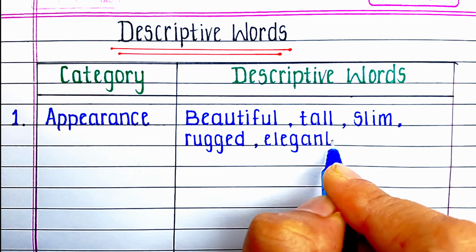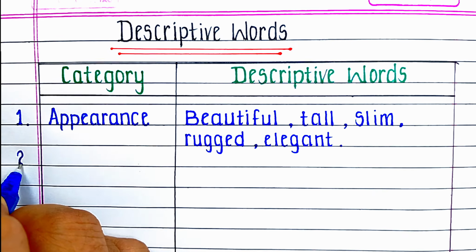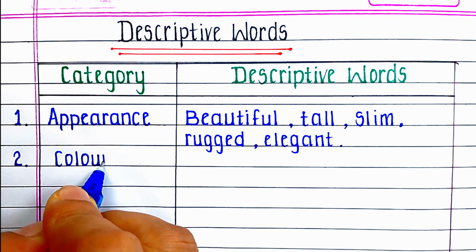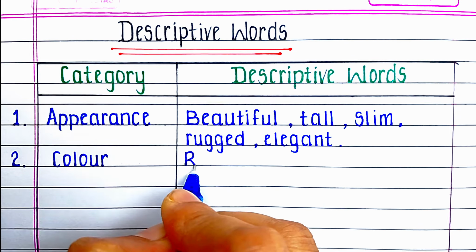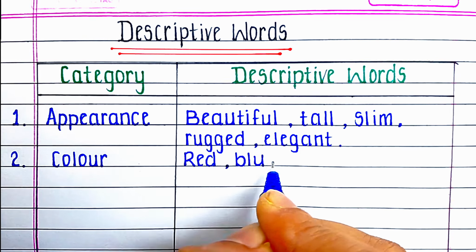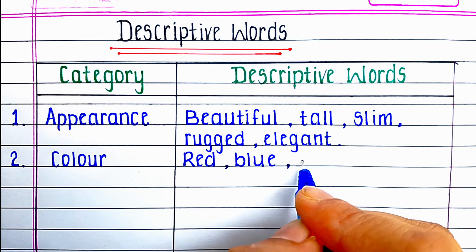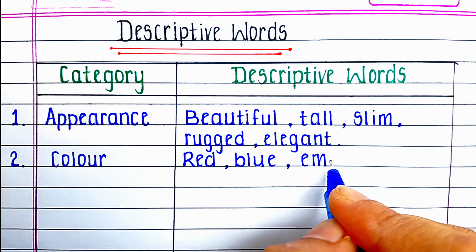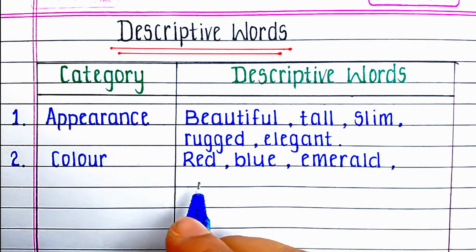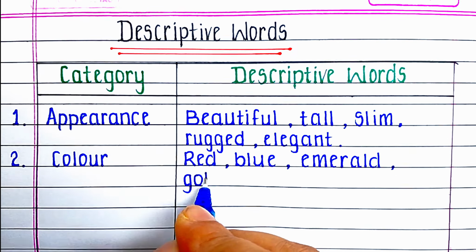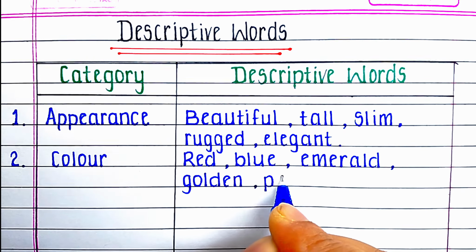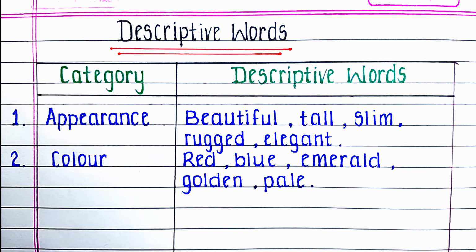First category is appearance. Some of the descriptive words that we can use to describe someone's appearance are beautiful, tall, slim, rugged, elegant. Next category is color. Some descriptive words to describe one's color are red, blue, emerald, golden, pale, etc.